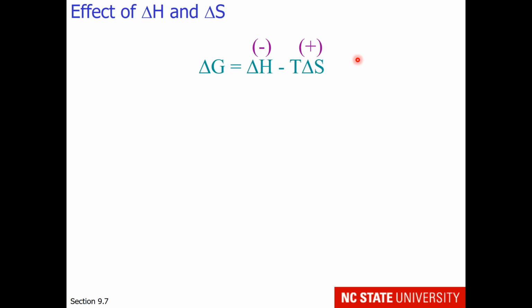Let's look at some different scenarios of signs with delta H and delta S. There are 4 combinations of positive and negative. First, we'll start with delta H negative and delta S positive. That means this entire term is negative. Is there ever a situation in which two negatives can be added to get a positive? No. Delta G will always be negative.